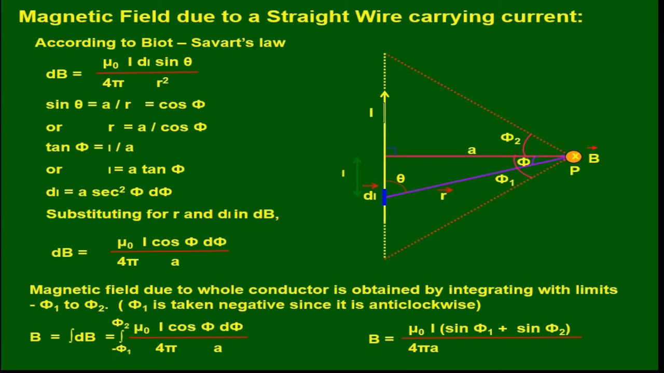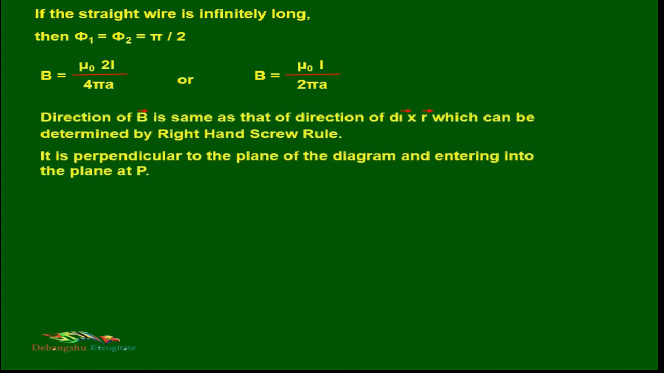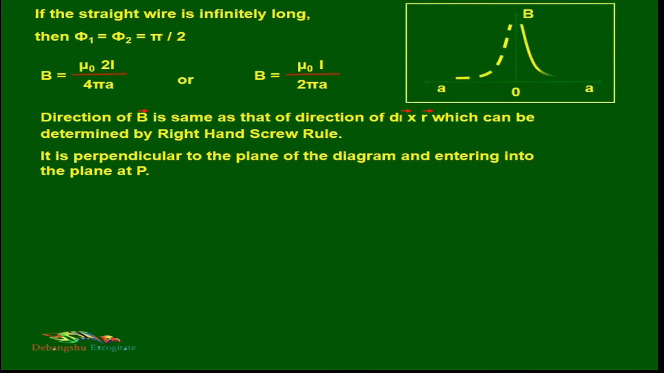Basically this relation, you need not remember how to deduce it, but you should remember the answer for doing the numericals. If a straight wire is infinitely long, then phi 1 and phi 2 would be pi by 2. Then B would be equal to mu naught 2I by 4 pi a, or mu naught I by 2 pi a. Direction of B is the same as that of dl cross r, which can be determined by the right hand screw rule. It is perpendicular to the plane of the diagram and entering into the plane at P.